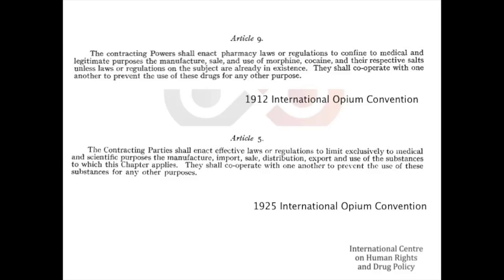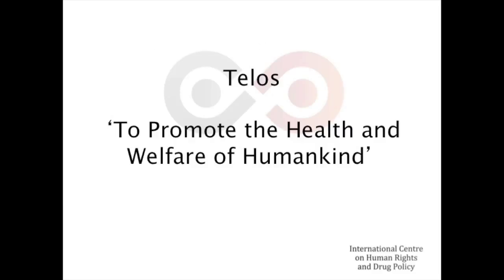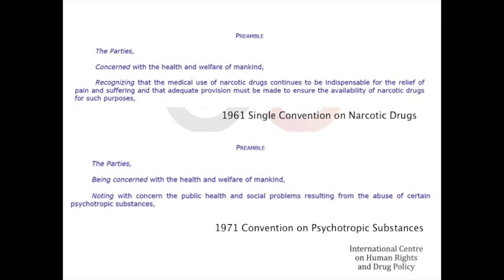This, I argue, contributes to the broader overarching aim or the telos of the regime, which is to promote the health and welfare of humankind. And again, we get this very clearly from the core instruments. The preambles of both the 1961 and 1971 conventions start with the statement that the parties are concerned with the health and welfare of mankind. This is the opening statement of both treaties, and I would argue is actually the framework in which the treaties are then supposed to be read.